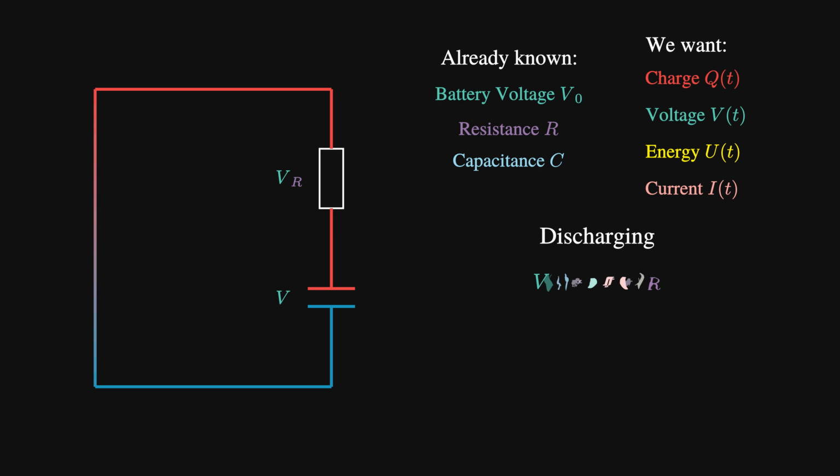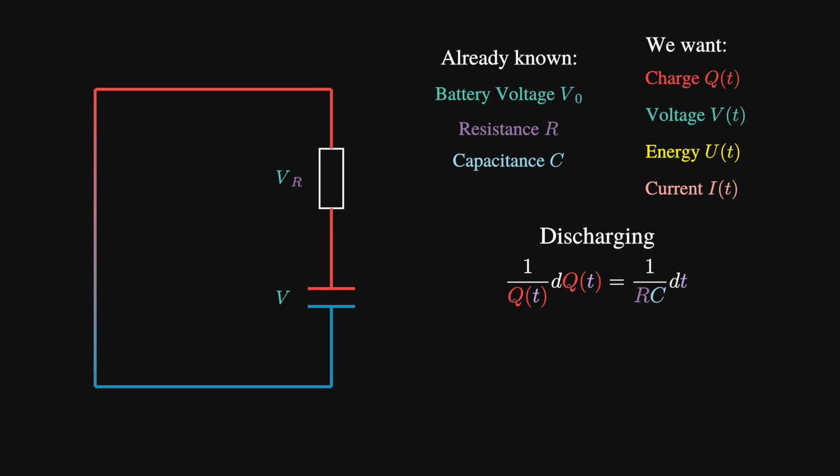Like we did before, we can write this as Q over C equals minus I times R. And since I is dQ by dt, we get Q over C equals minus R times dQ by dt. This rearranges to dQ by dt equals minus Q over RC. This equation is miles easier to solve than the one we had for the charging process, and we can do so by separating the variables such that 1 over Q dQ equals minus 1 over RC dt.